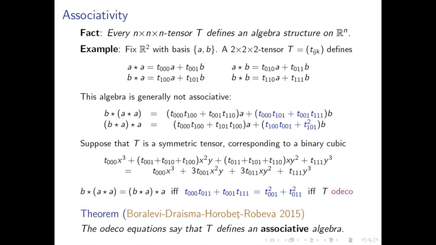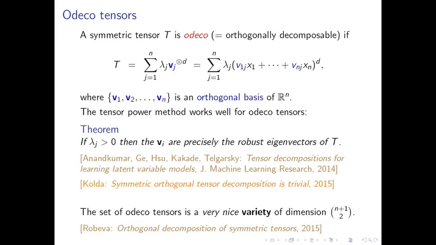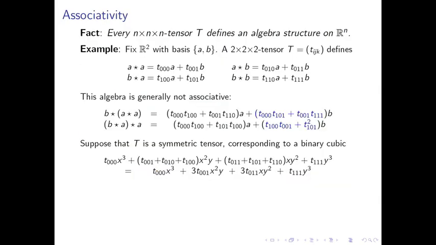So let's test this. Associative in particular says that this thing is equal to that thing. Well, that says that these two things are equal, and it's exactly this quadratic equation that characterizes ODECO tensors of format 2 by 2 by 2. So there are different ways. It's a little bit surprising that the algebraic condition of a multiplication being associative is equivalent to the conclusion of the spectral theorem holding and having these nice applications.